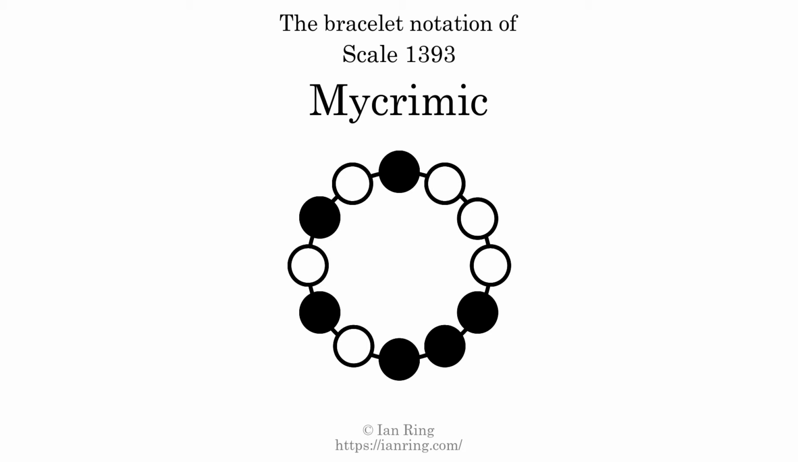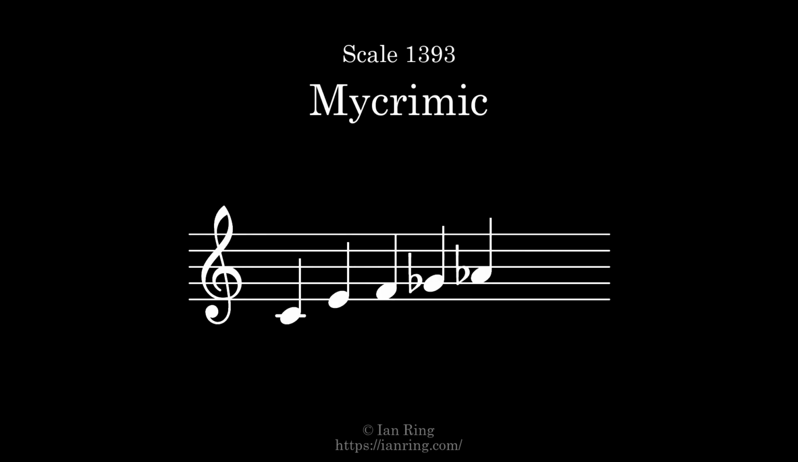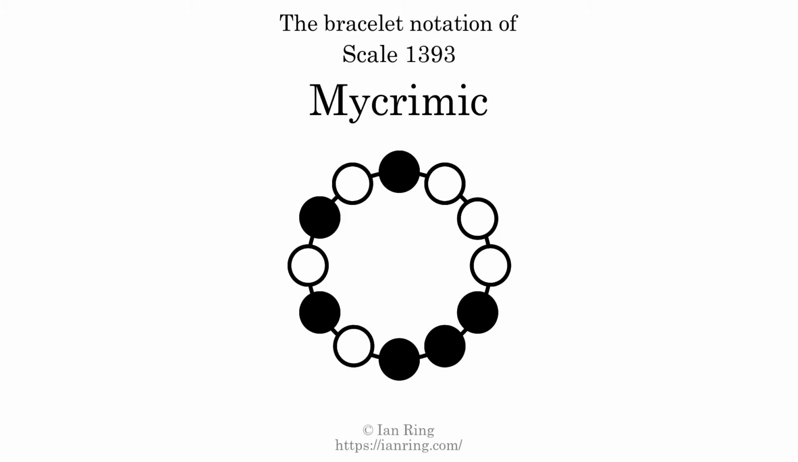1393, Mycrimic, which sounds like this. This scale has 6 tones, which means it is called a hexatonic scale. This is a bracelet notation diagram of scale 1393. The shaded circles represent tones that appear in the scale, and they are read clockwise, starting at the top.